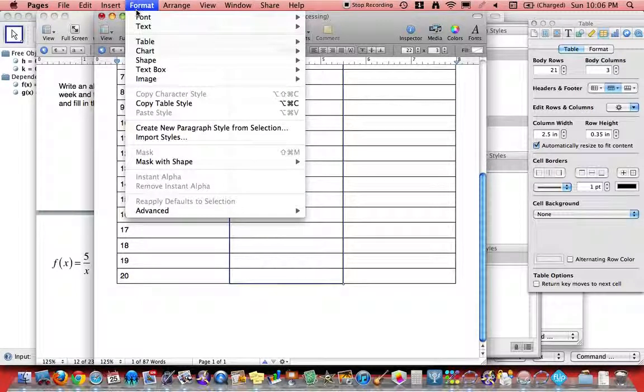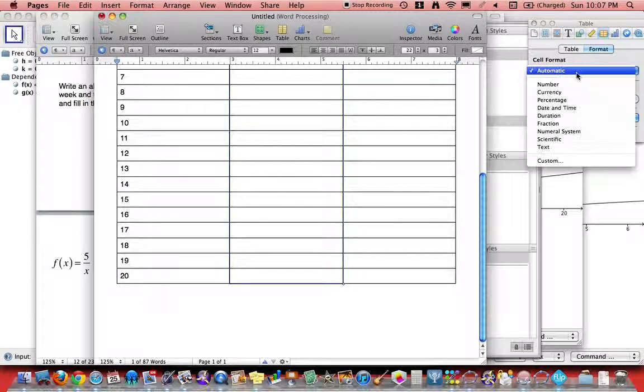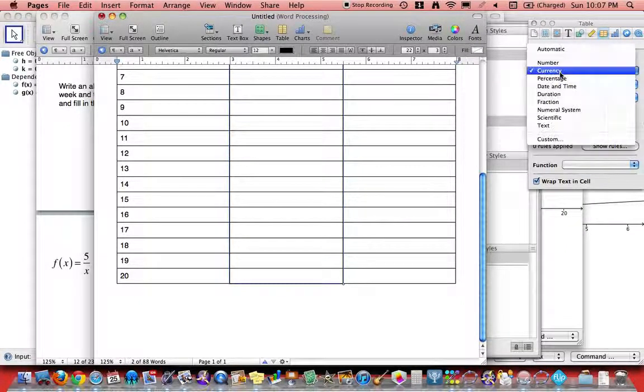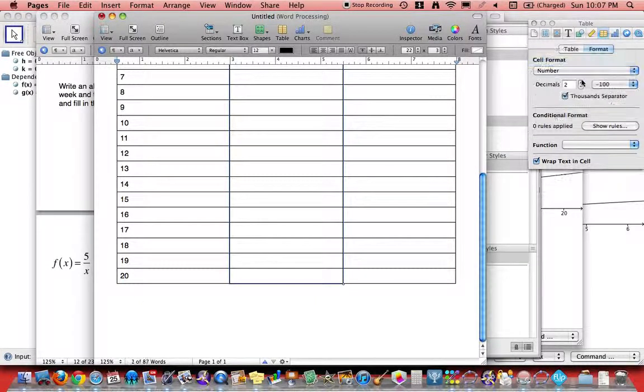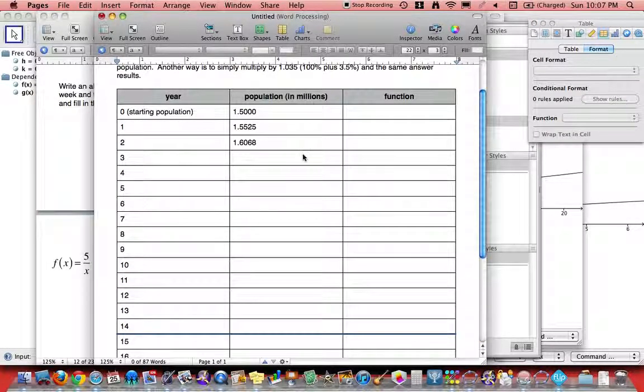Format. Maybe it's over here. Format, Number. And we'll go to 3 decimals. Let's go to 4 decimals. Okay, and we'll leave it at that. So now it'll be at 4 decimals.